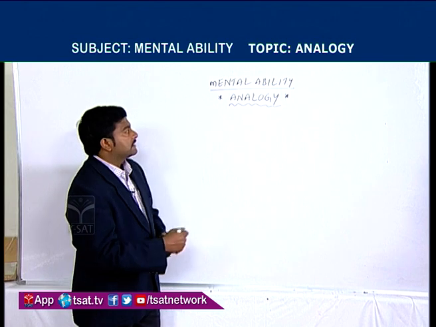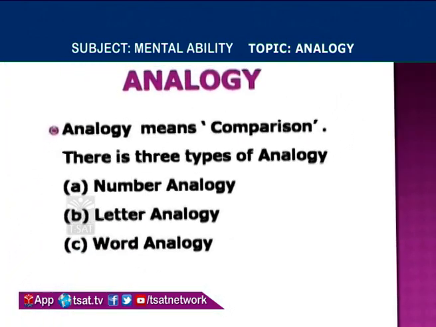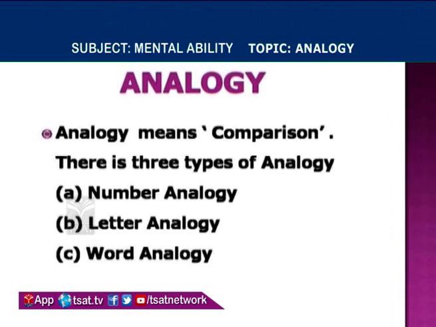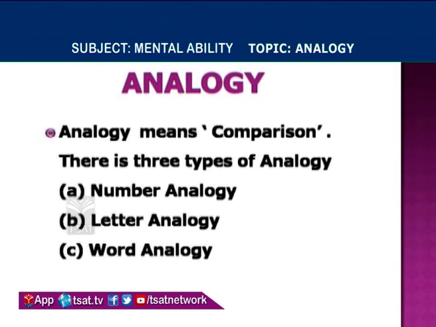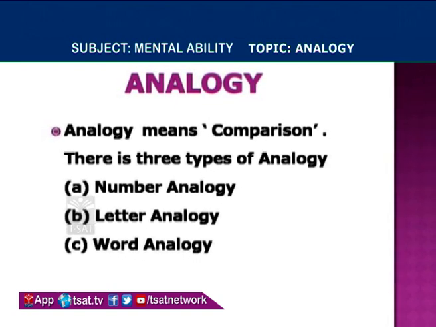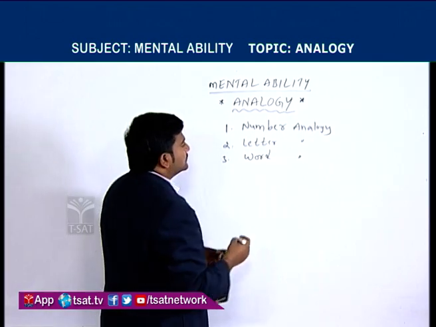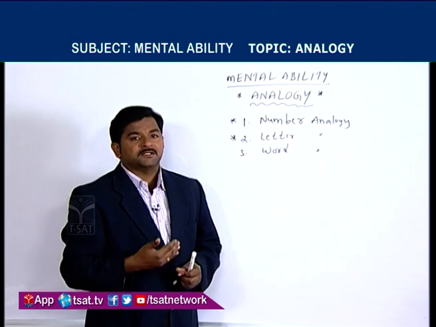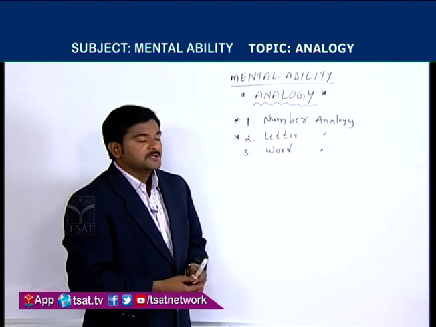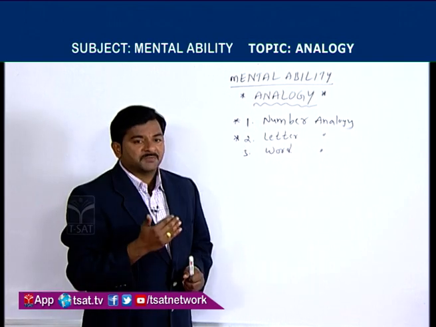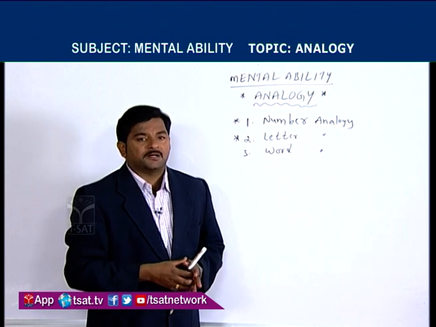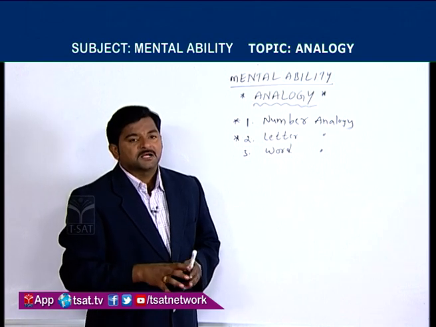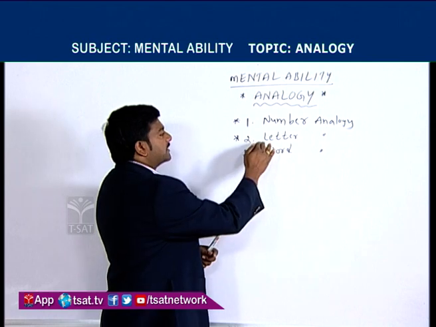Okay, so once again, analogy, it is 3 types. Type 1 is number analogy, type 2 is letter analogy, and type 3 is word analogy. About number analogy and letter analogy, we have seen some concepts in letter series and number series part also. Same concepts we are going to apply in number analogy, and in letter analogy also.